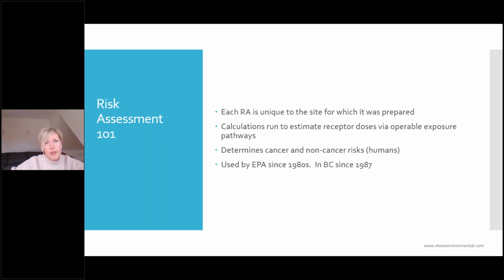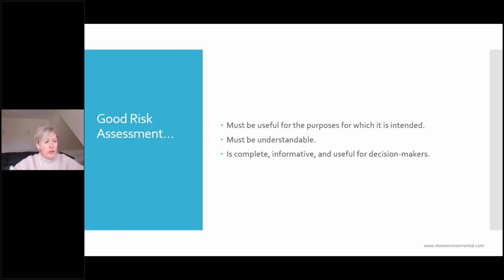And more often than not, the tox data that we use in risk assessment is more current and potentially more accurate than the data that was used to develop the remediation standards to which we're all working. When we do these calculations for human health, we do them for cancer and non-cancer risks. And this approach has been used widely by the EPA since the 1980s and in BC since 1987.